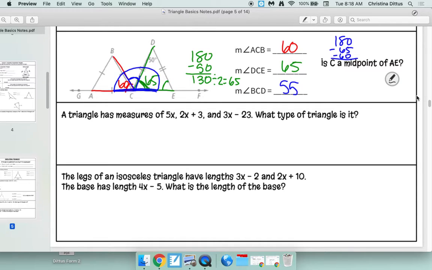Then there's this fancy question over here that says, is C a midpoint of AE? So if I look at AE, that goes from here to here. Basically what it's asking is, is AC the same as CE? No. No, it is not. Good.